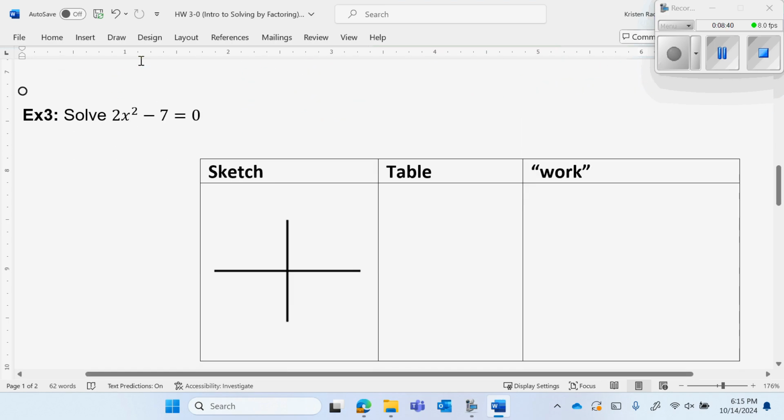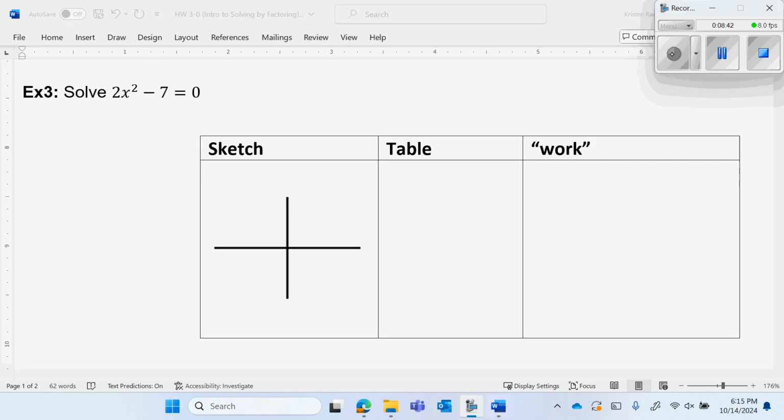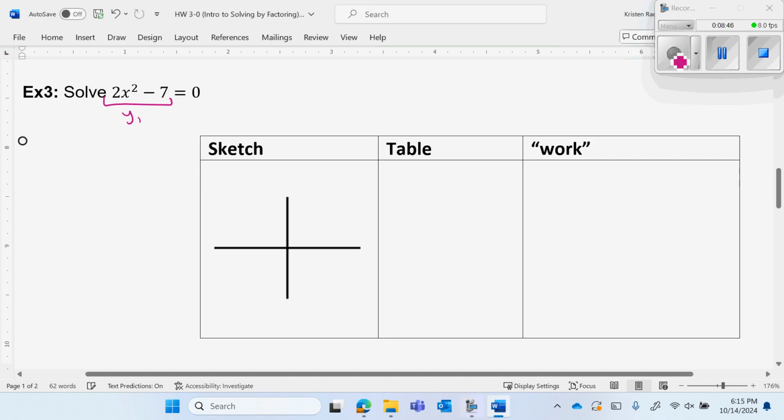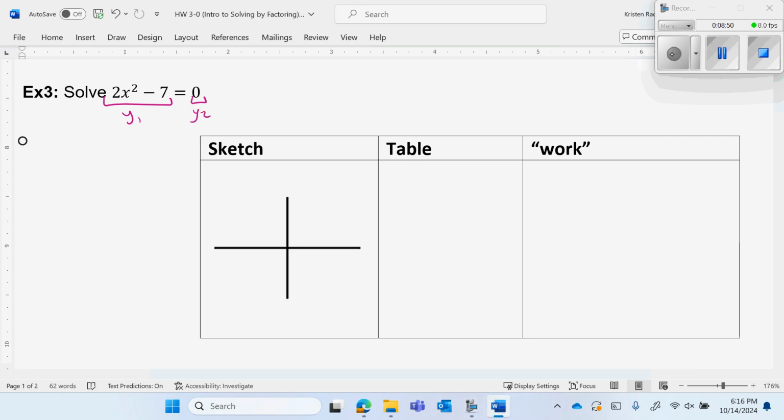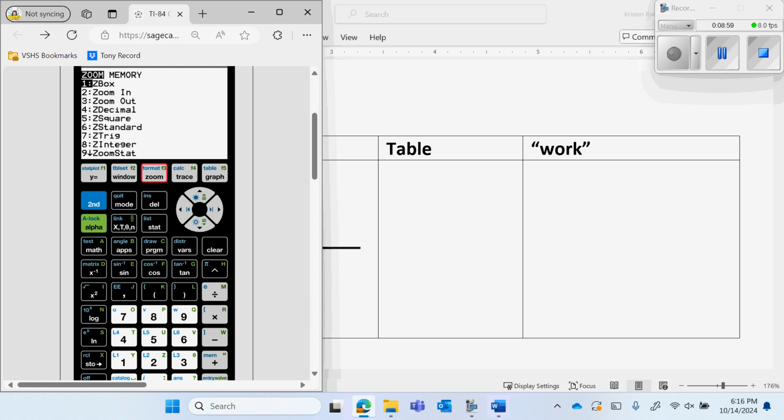And let's try one more together. We're going to put it in our calculator, the left side in y1, the right side in y2. From there, you are going to hit zoom 6 because we just messed up our window with our last problem. We want to reset it. And we could see that we have 2 solutions.